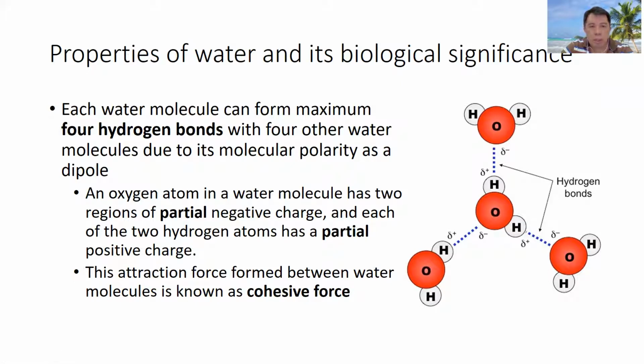An oxygen atom in a water molecule has 2 regions of partial negative charge, as one is here, right? And each of the 2 hydrogen atoms has a partial positive charge. So this attraction force formed between water molecules is known as cohesive force. Once they form hydrogen bonds with other water molecules, they form the cohesive force.